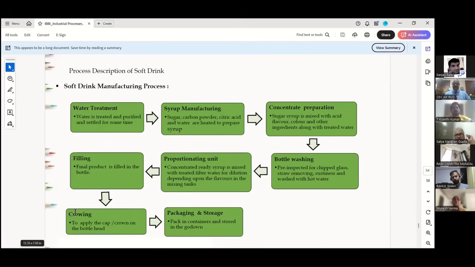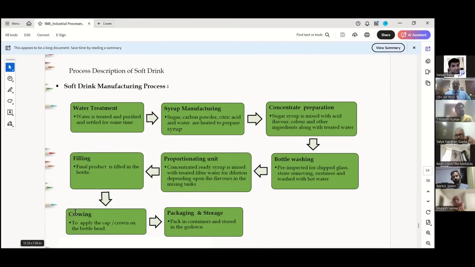The second function of RO water: after consuming the beverages, the glass bottles come back to the factory premises. For washing the glass bottles, they again use RO water for cleaning. The glass bottle first goes for physical inspection. If any cracks or physical damage are found, it is removed. Then it goes for the washing process, where it is washed with RO water.